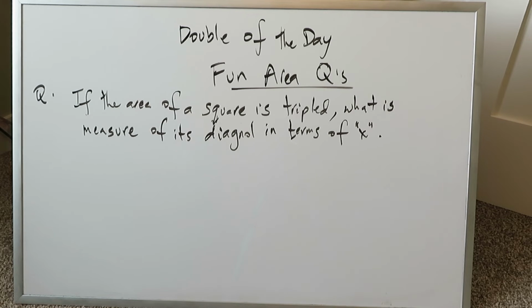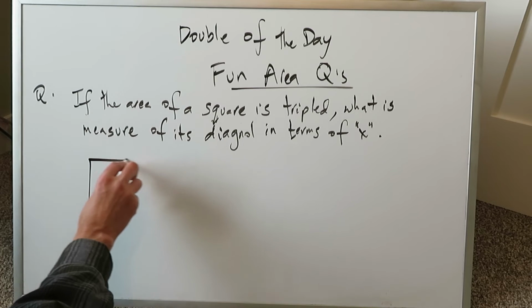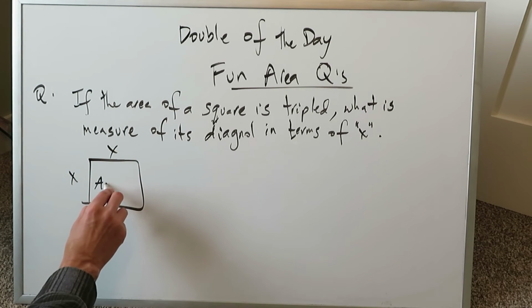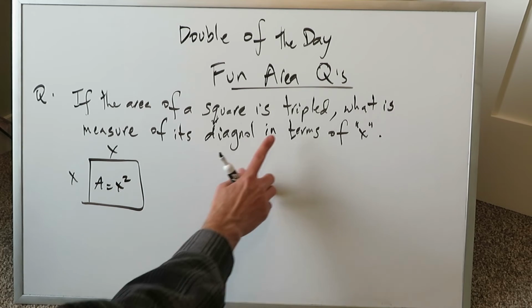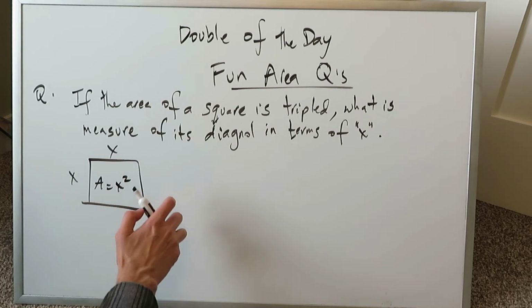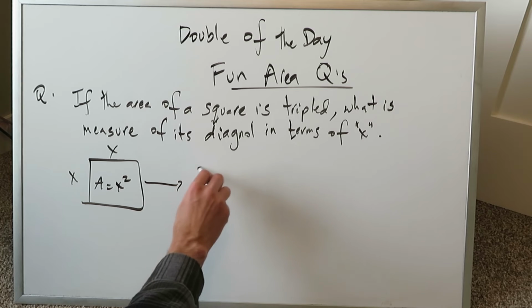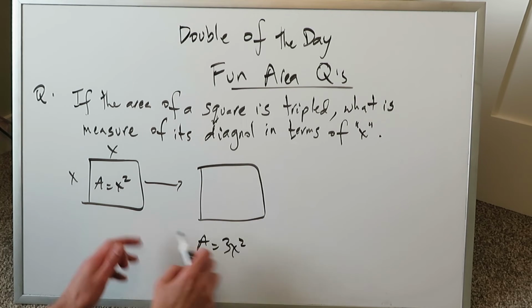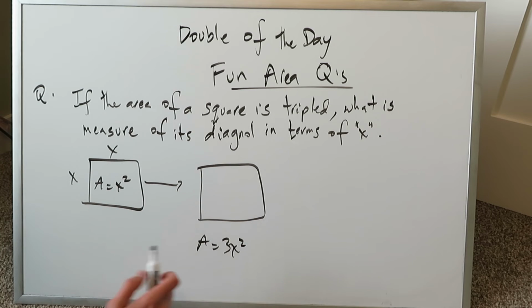How can we go about doing this? Start with a square that you don't know anything about other than its side is x, and therefore the area of this square must be x squared. But then we're saying that this square area is tripled. So therefore the new area for that new square must be what? It should be 3x squared, right? Because it's been tripled. x squared times 3 is 3x squared.